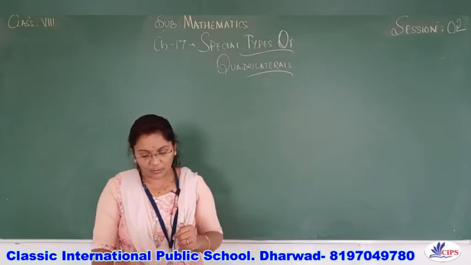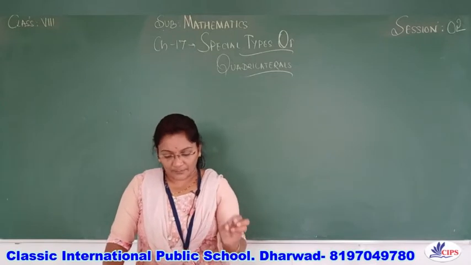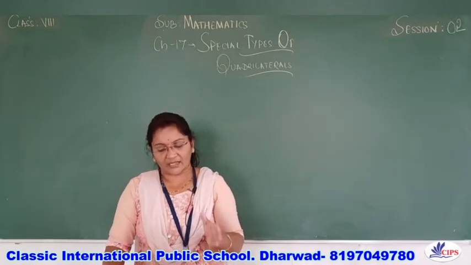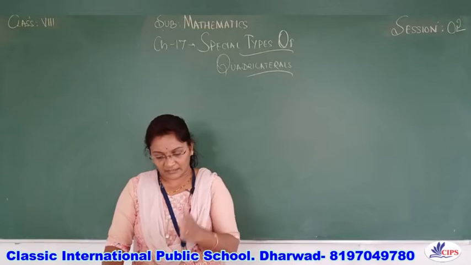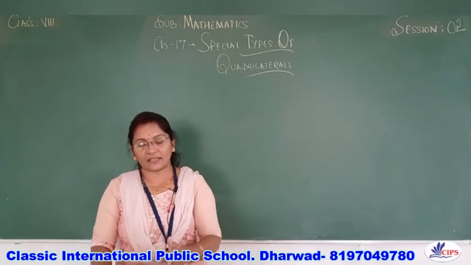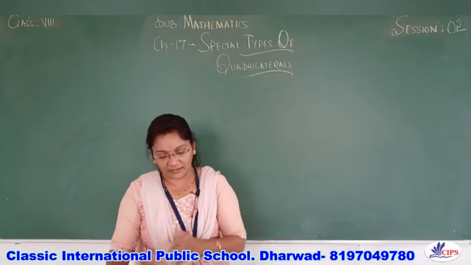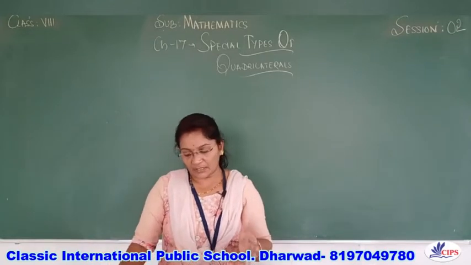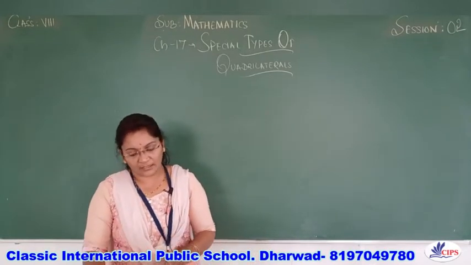Next, they have given three more points here. In a quadrilateral, when each angle is 90 degree, then it is a rectangle. Got? Next, a parallelogram with any angle 90 degree is also called a rectangle. Then a parallelogram with equal diagonals is also called a rectangle.